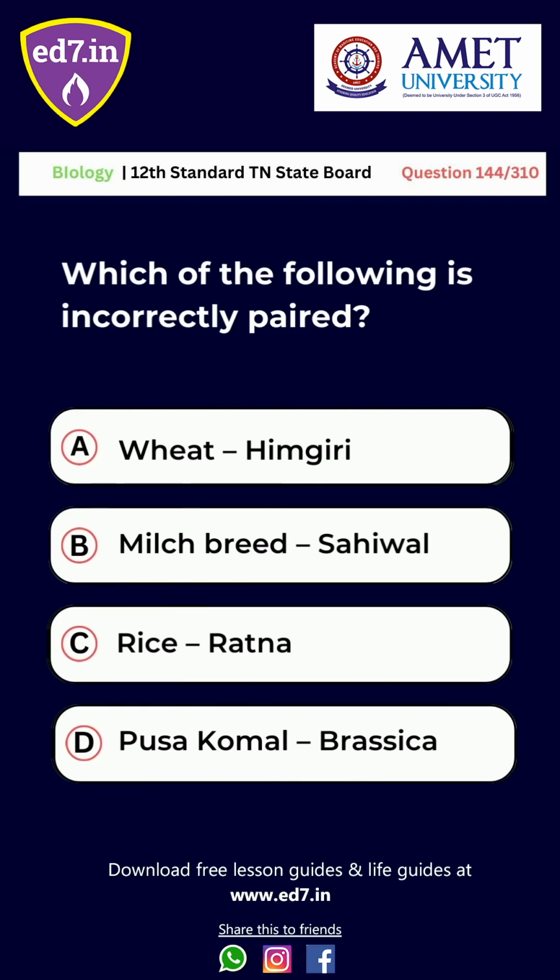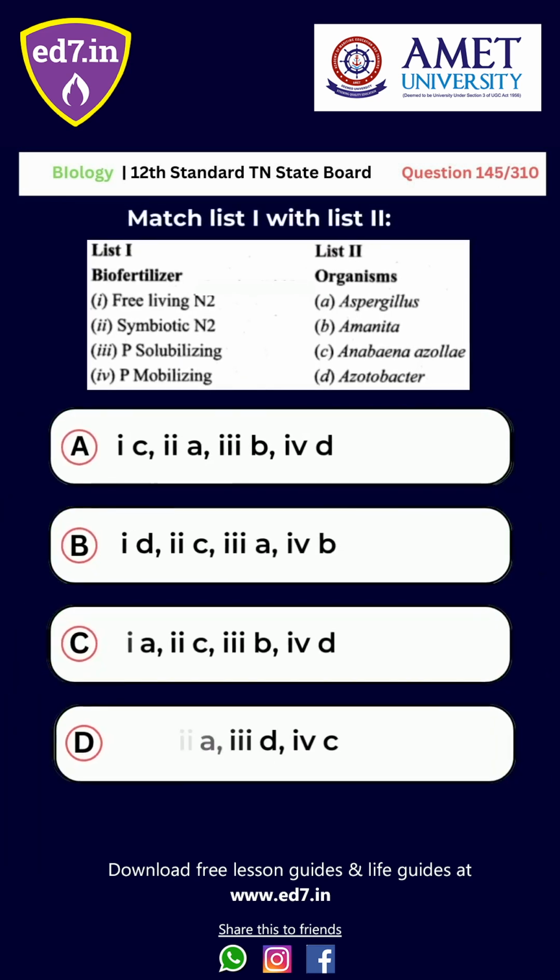Option A. Wheat Himgiri. Option B. Milch breed Sahiwal. Option C. Rice Ratna. Option D. Pusa Komal Brassica. And the right answer is option D. Pusa Komal Brassica.